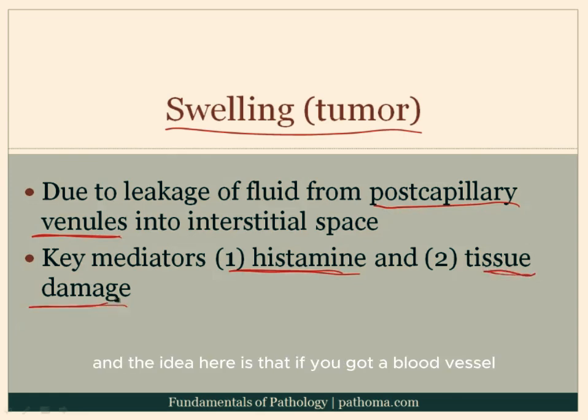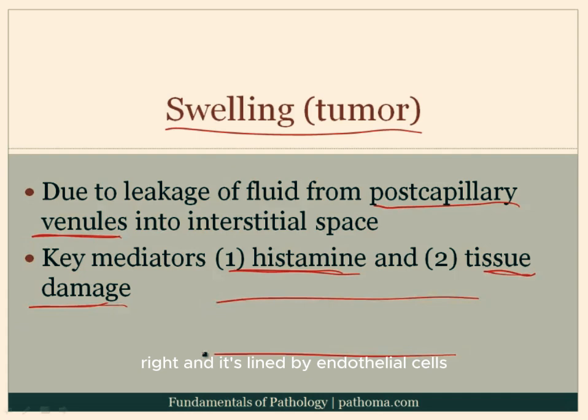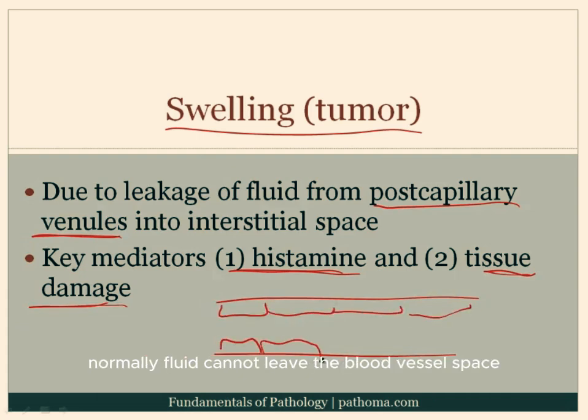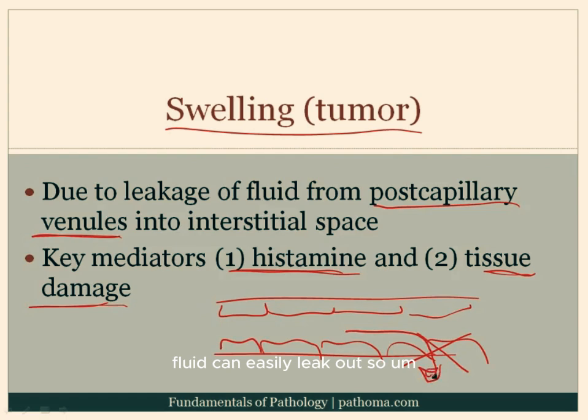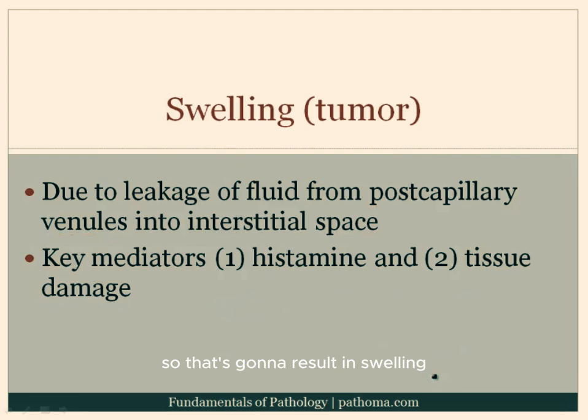And the idea here is that if you've got a blood vessel, right, and it's lined by endothelial cells, normally fluid cannot leave the blood vessel space. However, if you damage the endothelium so that there is disruption of the wall of the blood vessel due to tissue damage, fluid can easily leak out. So that's what's going to result in the swelling. Number one, histamine, which actually helps to separate the endothelial cells, and tissue damage, which actually disrupts the endothelial cells. So that's going to result in swelling.